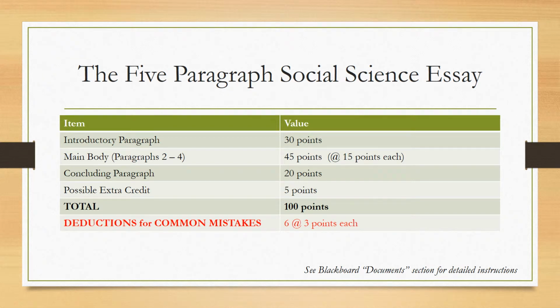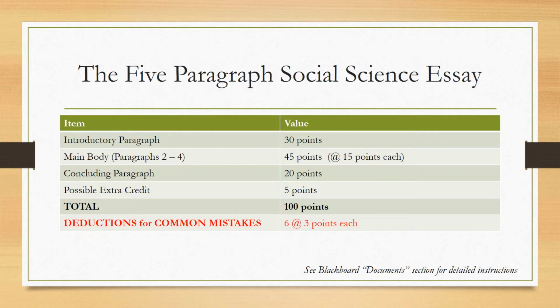The instructions for writing the 5-paragraph social science essay were found in the Documents section of Blackboard. When you rewrite your essay, it's strongly recommended that you refer to them. This assignment was basically a guaranteed A if you followed the instructions. The introductory paragraph was worth 30 points, the main body a total of 45 points, the concluding paragraph 20 points, adding up to 95, with possible extra credit of 5 points.